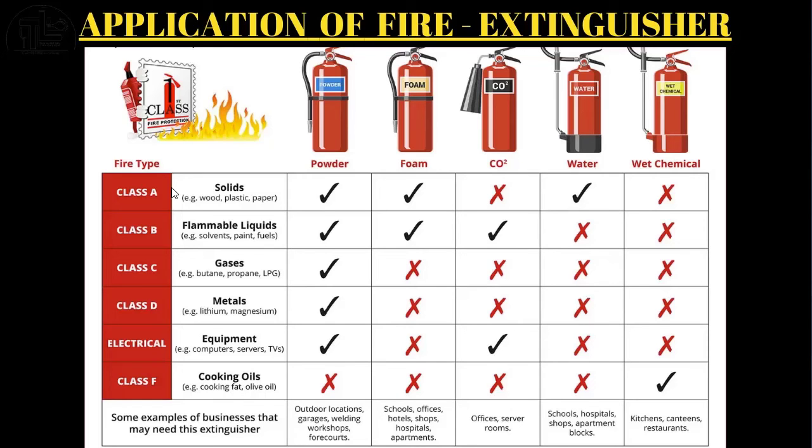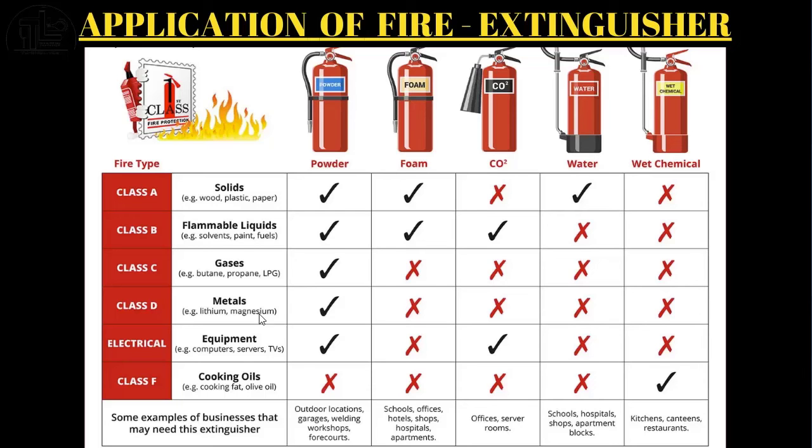So now the different classes of fire type is clear to you. It is based on the source of fire. Class A, it is based on solids. Class B, flammable liquids. Class C, gases. Class D, metals. Class E or electrical is electrical equipment, and Class F, cooking oils. Now based on this class of fire source, types of fire extinguisher is decided.